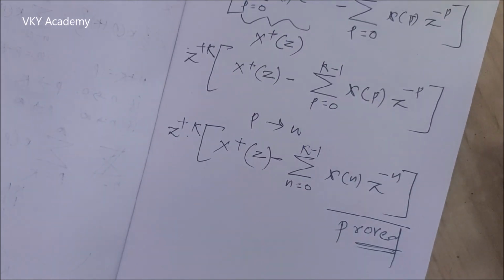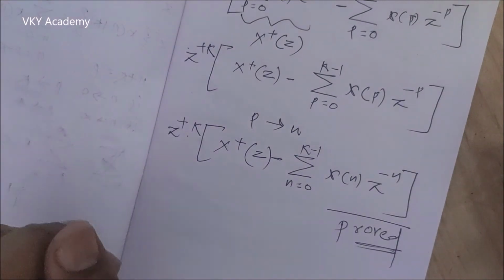So in this way we can prove the time delay and time advance models of the one-sided Z transform, or you can say the shifting property of the one-sided Z transform.